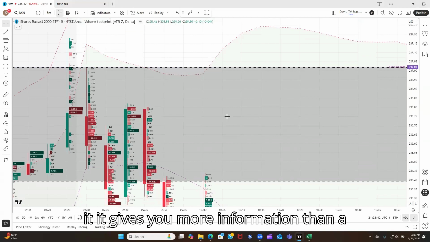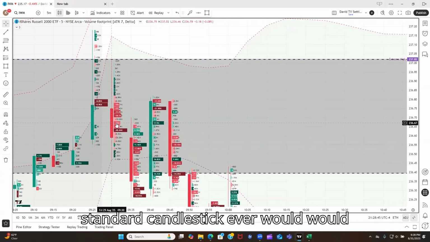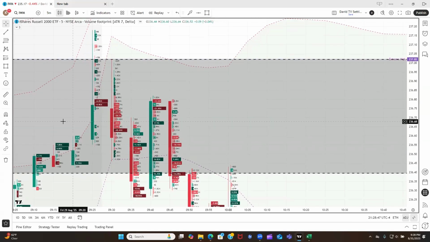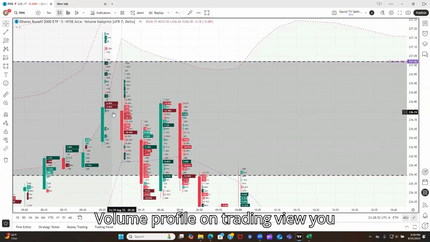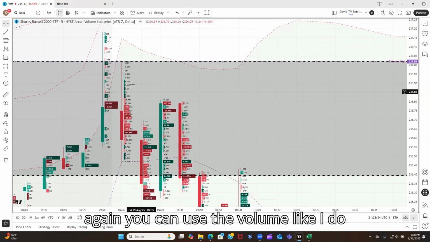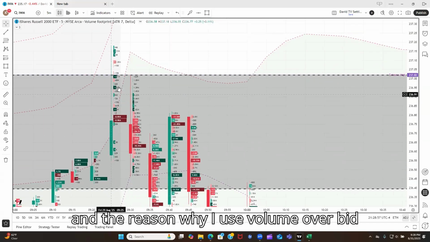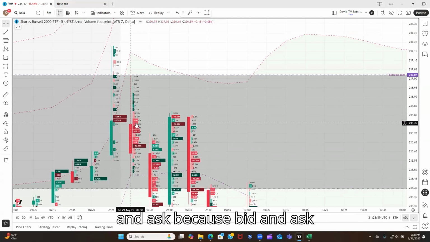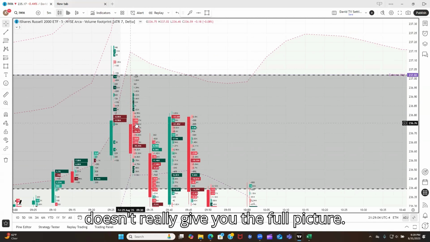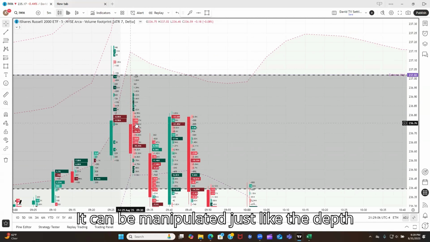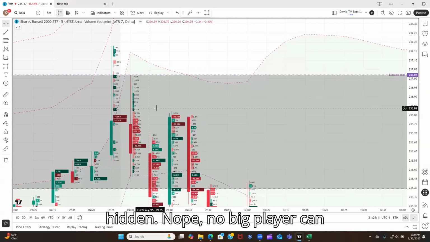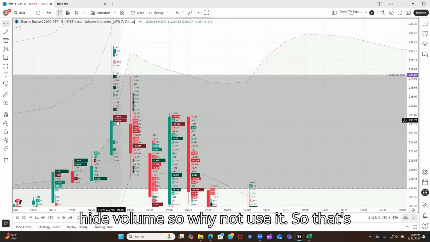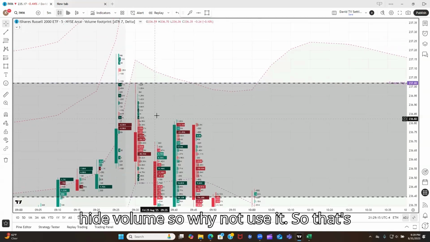It gives you more information than the standard candlestick ever would. This is TradingView, volume profile on TradingView. You can use the volume like I do. And the reason why I use volume over bid and ask is because bid and ask doesn't really give you the full picture. It can be manipulated just like the depth of market. Volume cannot be hidden. No big player can hide volume, so why not use it? So that's why I use it.